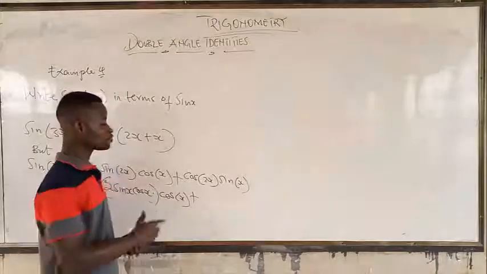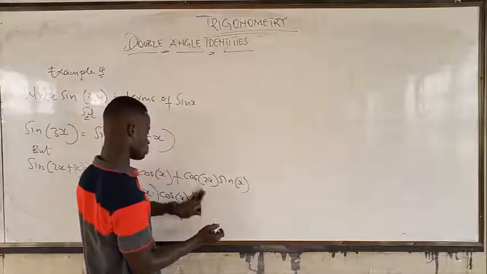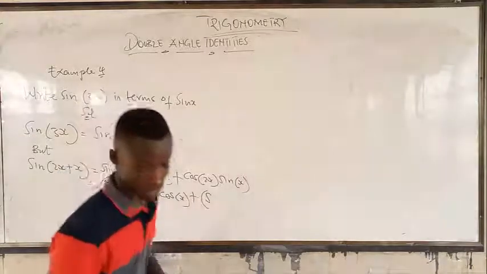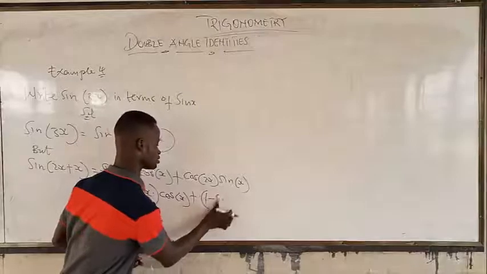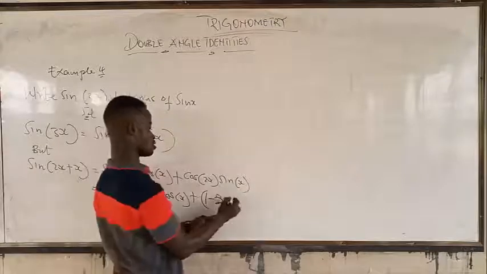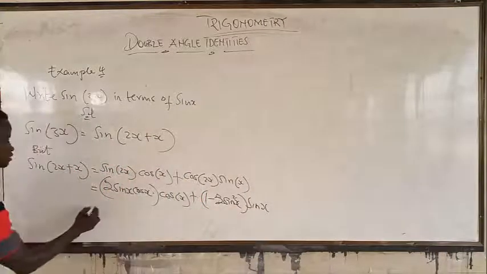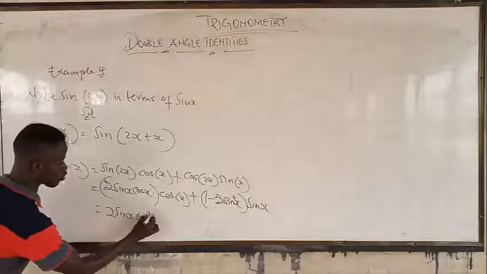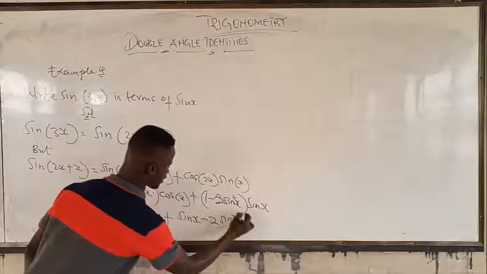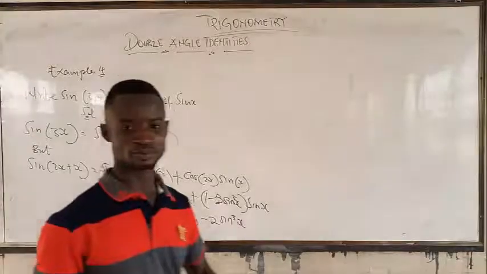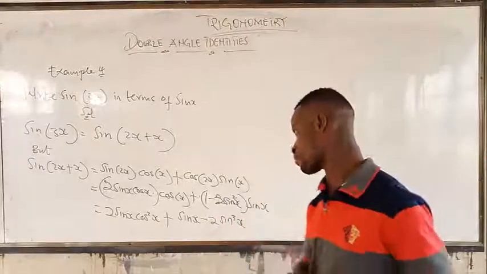Now we have three formulas for cos 2s, but we want the one which is in terms of sine, and that is 1 minus 2 sine square s, multiplying by sine s. So here we get 2 sine s cos square s plus sine s minus 2 sine to the power 3 s. Very good. So we are writing to get it in terms of sine s, then we end there.